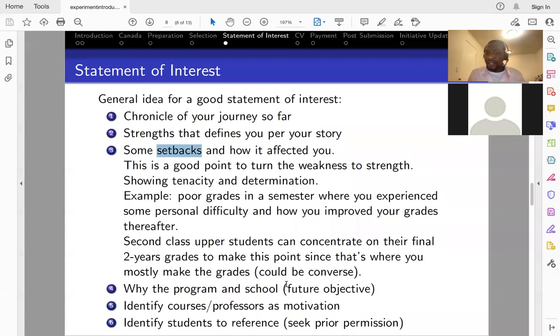You might want to identify a student to reference, as I pointed out earlier. So if, for instance, you come to SFU, you form a rapport with me, or with John, or with Samuel, and Samuel is able to pick up your highs and lows, and Samuel is very confident about you as a student, then you might want to seek my permission, go like, hey, I would like to mention you in my statement of interest, that I've been in touch with you, you've been a mentor, you are someone that has encouraged me to apply to this program based on my strength. I would like to mention you in my statement.